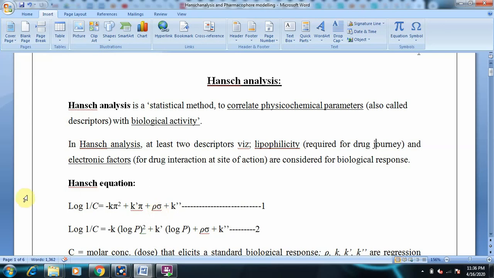So the Hansch equation is log 1/C. This is the concentration, which can be related to biological activity. We are trying to relate the biological activity with some parameters, that is hydrophobicity as well as electronic factors. This is the simplest Hansch equation. It can also be written as log 1/C = -k (log P)^2 + k' log P + rho sigma + k''.